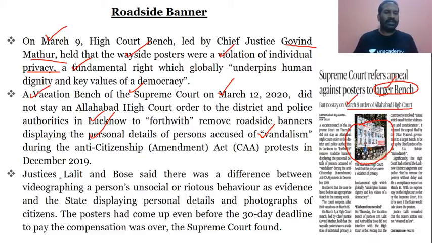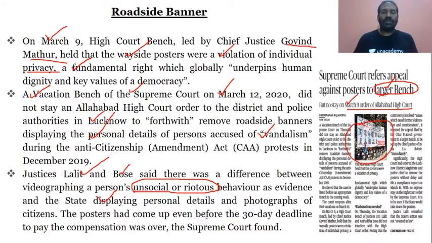Then Justice Lalit and Bose said that there is a difference between videographing a person's unsocial and riotous behavior. Both justices are giving a statement about the videography done by the police as evidence, and about the state displaying personal details on the board, as we are seeing. The two are a little different.